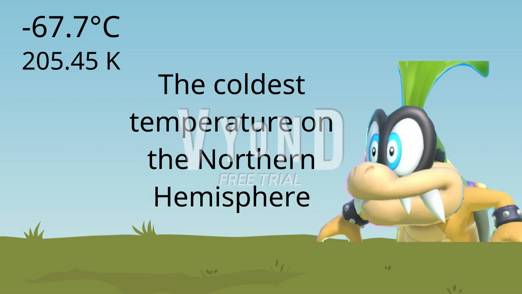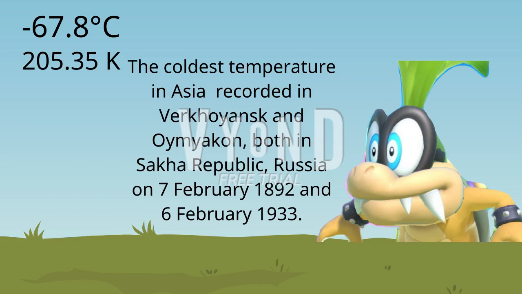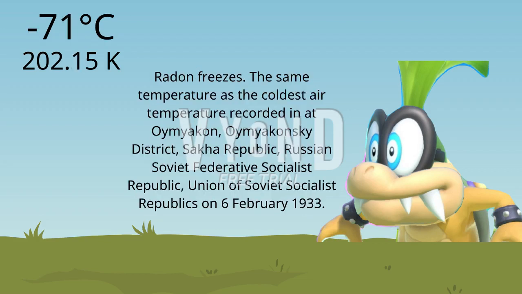The coldest temperature in the Northern Hemisphere is -67.7 degrees Celsius, or 205.45 Kelvin. The coldest temperature in Asia is -67.8 degrees Celsius, or 205.35 Kelvin, recorded in Verkhoyansk and Oymyakon, both in the Sakha Republic, Russia, on the 7th of February 1892 and the 6th of February 1933. Radon freezes at -71 degrees Celsius, or 202.15 Kelvin, the same as the coldest air temperature recorded in Oymyakon, Oymyakonsky District, Sakha Republic, Russian Soviet Federative Socialist Republic, Union of Soviet Socialist Republics on the 6th of February 1933.